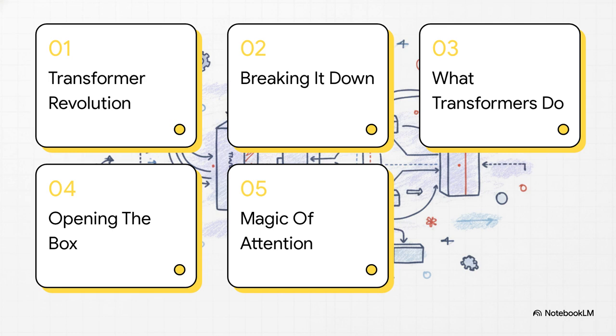First up, the Transformer revolution. 2, breaking it down into composites. 3, what can Transformers do? 4, opening the box to look at embeddings. And finally, number 5, the real secret sauce here, the magic of attention.